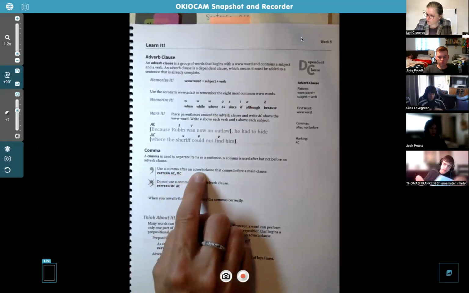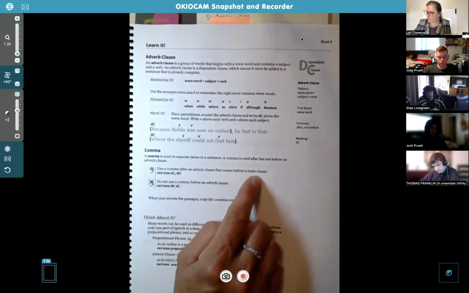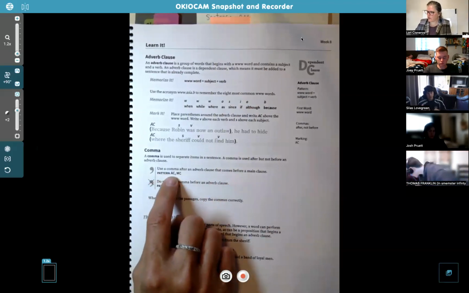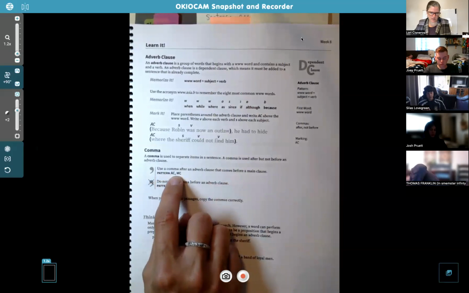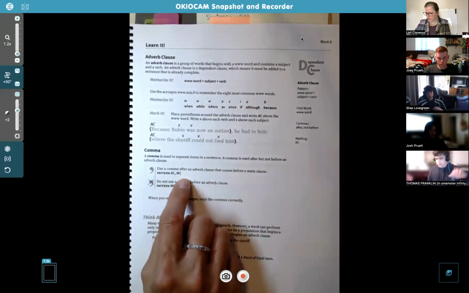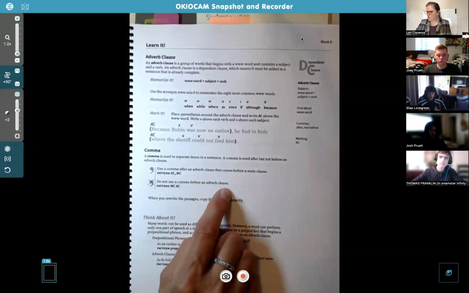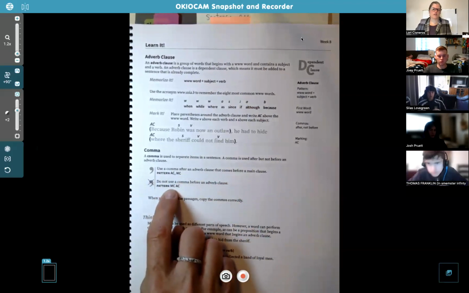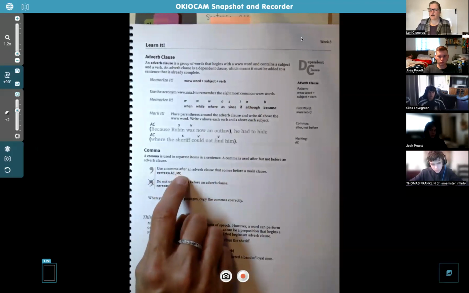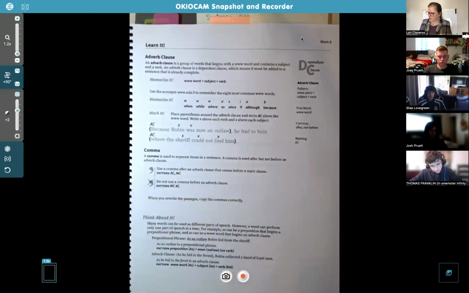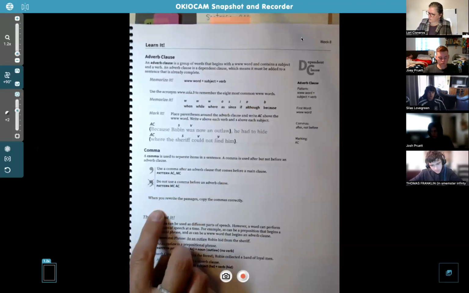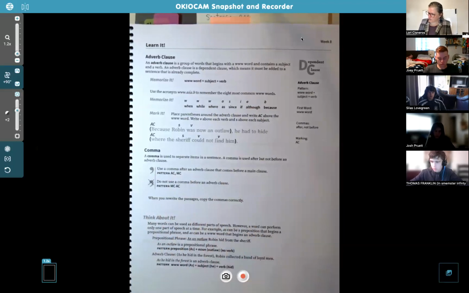Use a comma after an adverb clause that comes before a main clause. So here's the pattern: AC, comma, MC. That's adverb clause, comma, main clause. Do not use a comma before an adverb clause. So if the main clause comes first, no comma. If the main clause comes after the adverb clause, that's when you put a comma. When you rewrite the passages, copy the commas correctly.